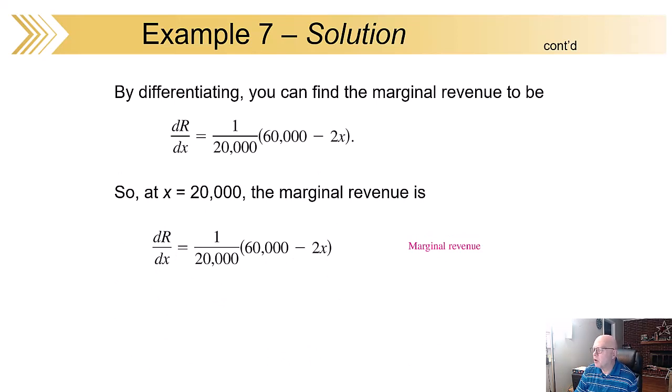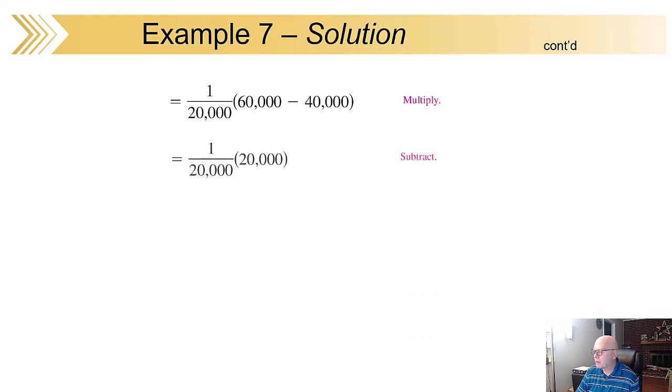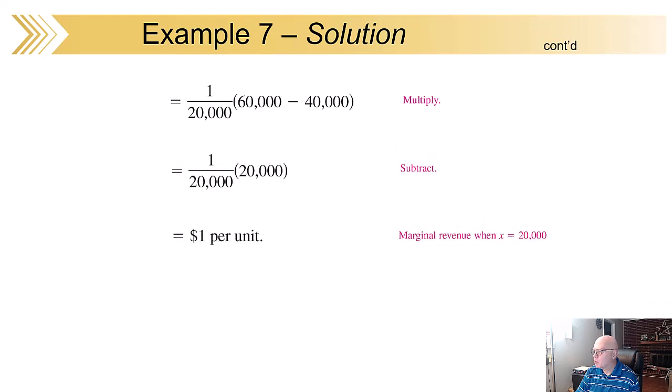So if you want to know what the price needs to be to sell 20,000 hamburgers, just put the 20,000 in where the X is and crank away with some arithmetic. So you have to charge $1 per hamburger to be able to sell 20,000 hamburgers.